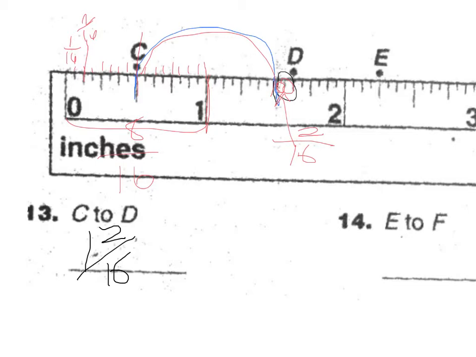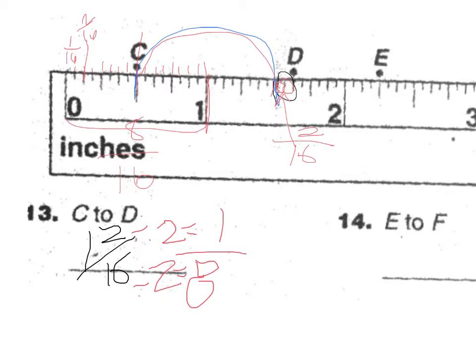So what we're going to do is take 2 divided by 2, which equals 1, and 16 divided by 2, which equals 8. Okay? So your answer could be 1 and 2/16, or it could be 1 and 1/8. Okay? That's for number 13.